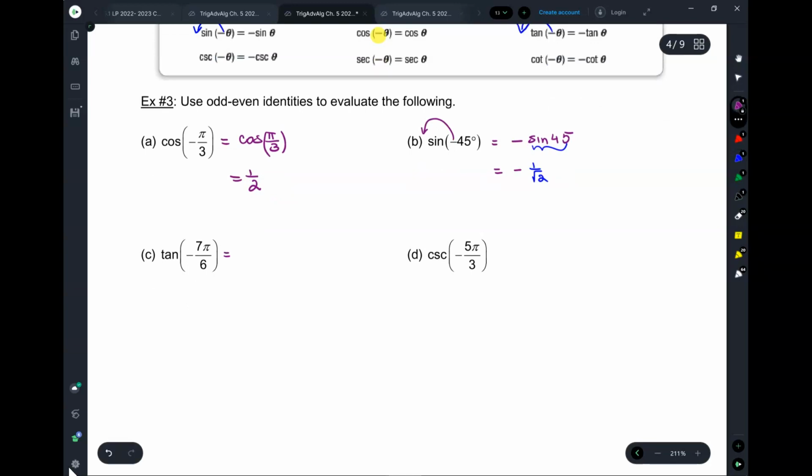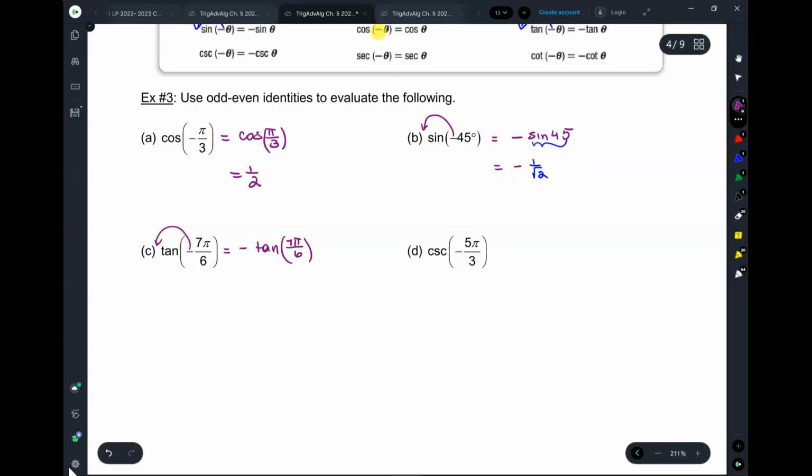Next, for tangent. What happens with the negative? Go away or come outside? It comes outside, so this will be negative tangent of 7 pi over 6. So now I have to evaluate this like we did in chapter 4. So this is negative. Now let's see what happens to tangent 7 pi over 6. It just goes pi over 6. So 7 pi over 6 is like 1 and 1 over 6 pi. Yeah? You just make mixed numbers. So this is 1 and 1 over 6.